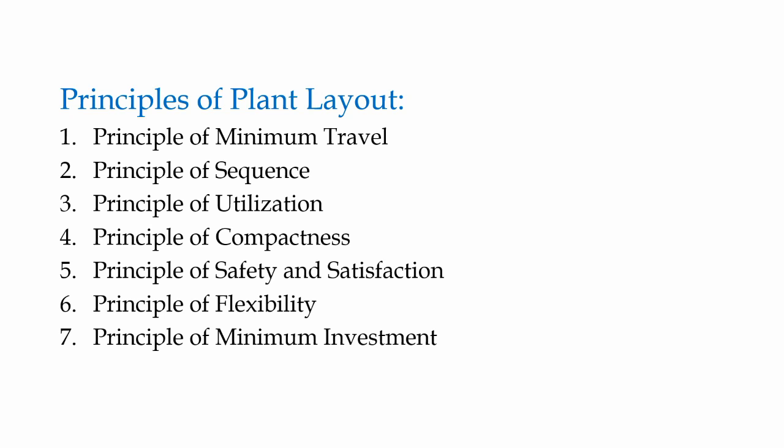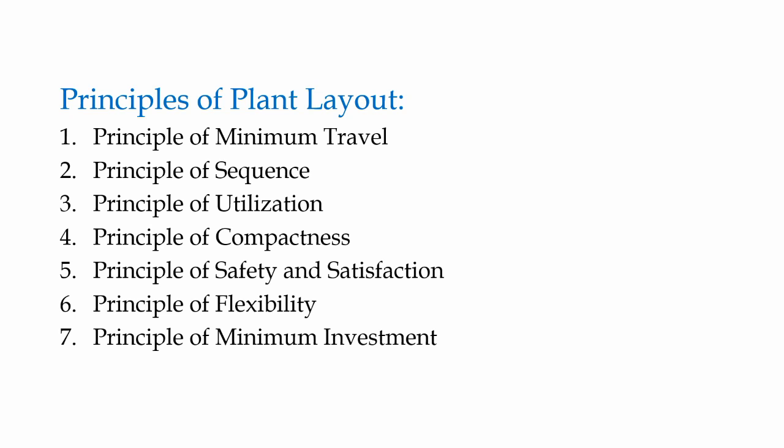First is the principle of minimum travel. That means the layout should be designed such that the material or men should travel a minimum. That means we have to minimize the distances as well as the frequency of travel of material or men between the facilities. Then principle of sequence. So for any process there will be a particular sequence of operations. So we have to arrive at the best sequence to make the product from raw material stage to finished product stage.